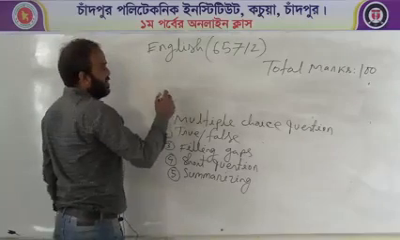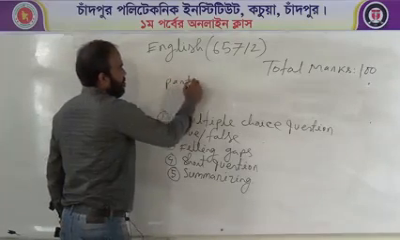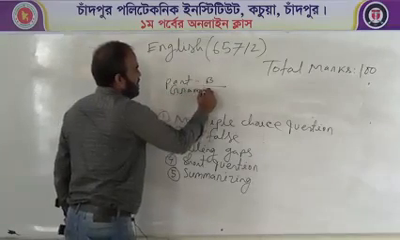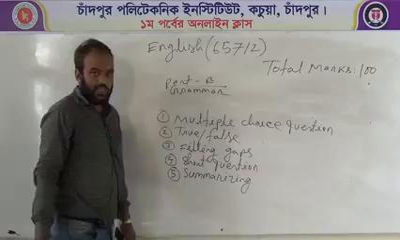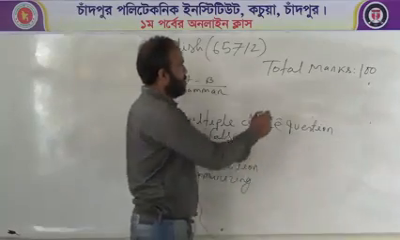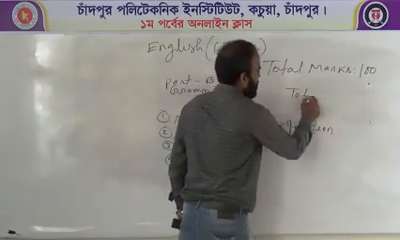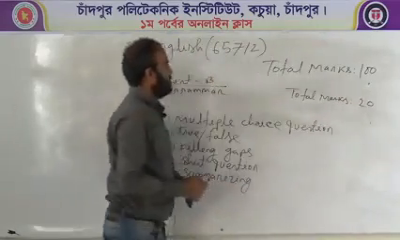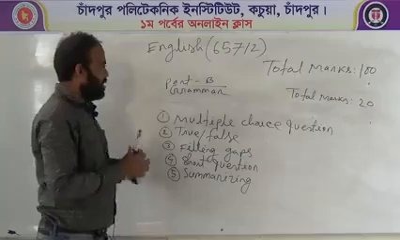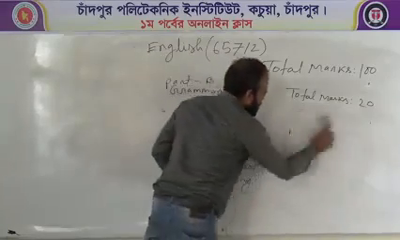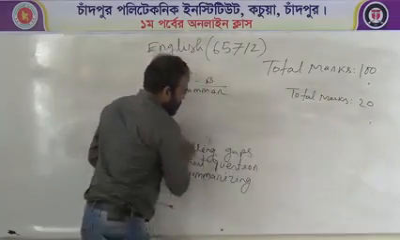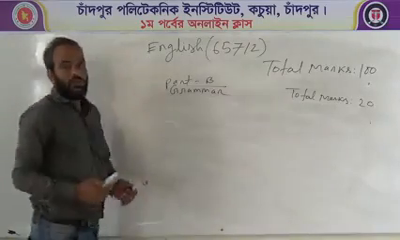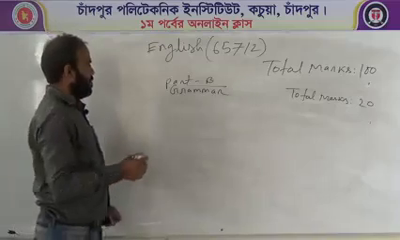Now I go to part B. This is the grammatical part, total marks 20. Part B has grammatical questions. You have to answer all the questions. What are the items you have to study and write here?